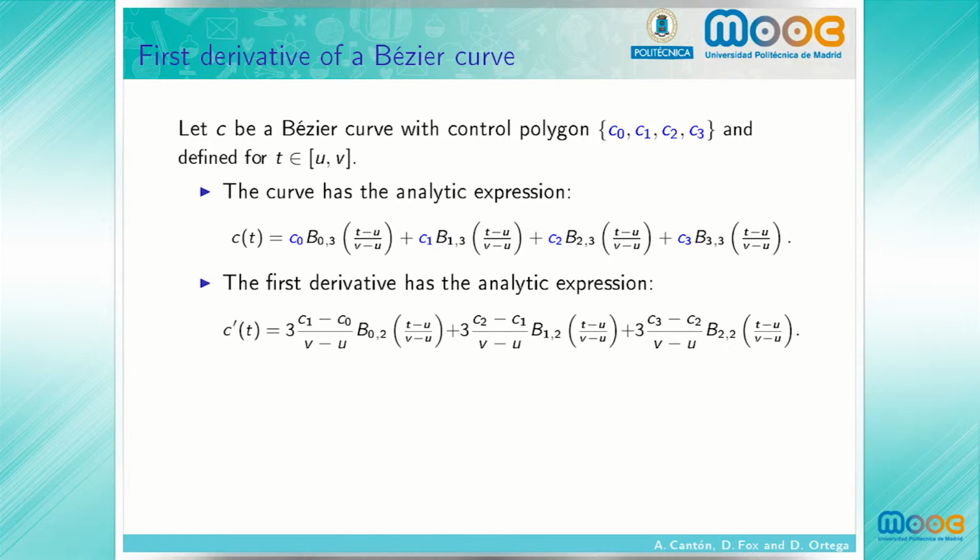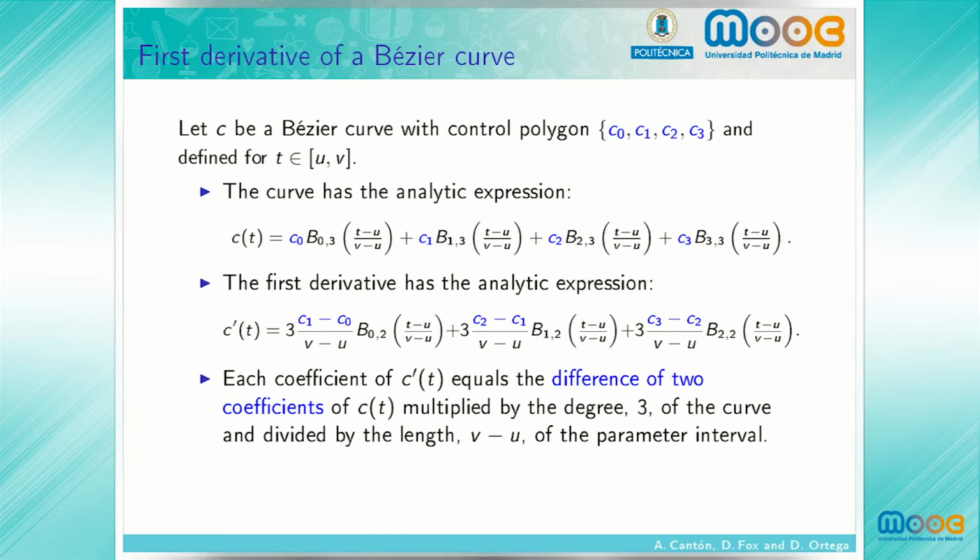When we take the derivative, the control points are constant in t, so they don't change. When we use the properties of the Bernstein basis, the Bernstein polynomials entering in the expression of the original Bezier curve are cubic. We know that the derivatives of cubic Bernstein polynomials are quadratic Bernstein polynomials. Using these relations, we can obtain, for the first derivative of the curve, an analytic expression, which exhibits it also as a Bezier curve.